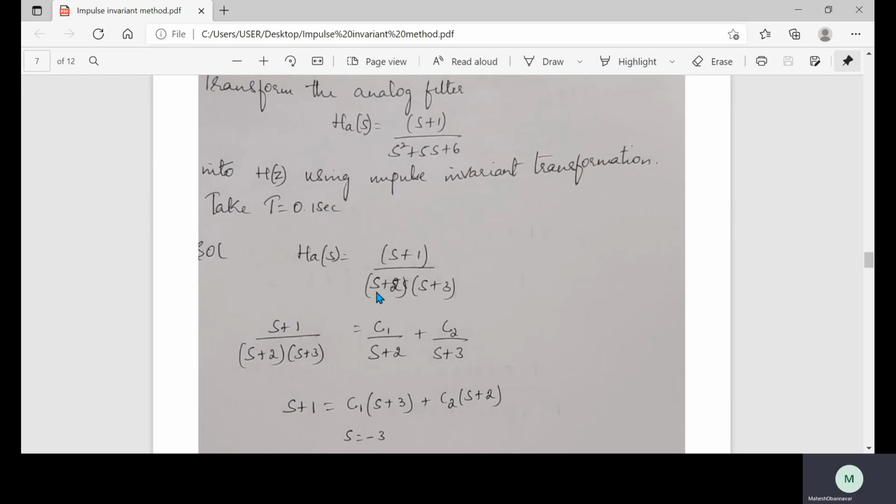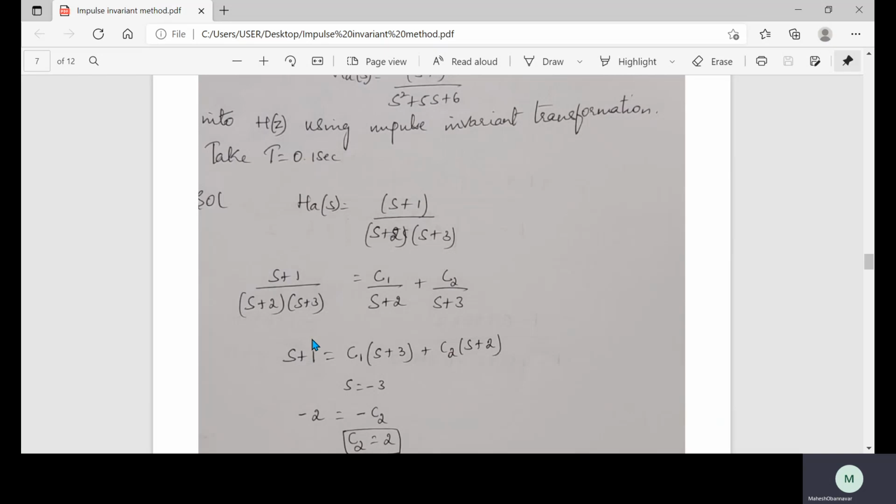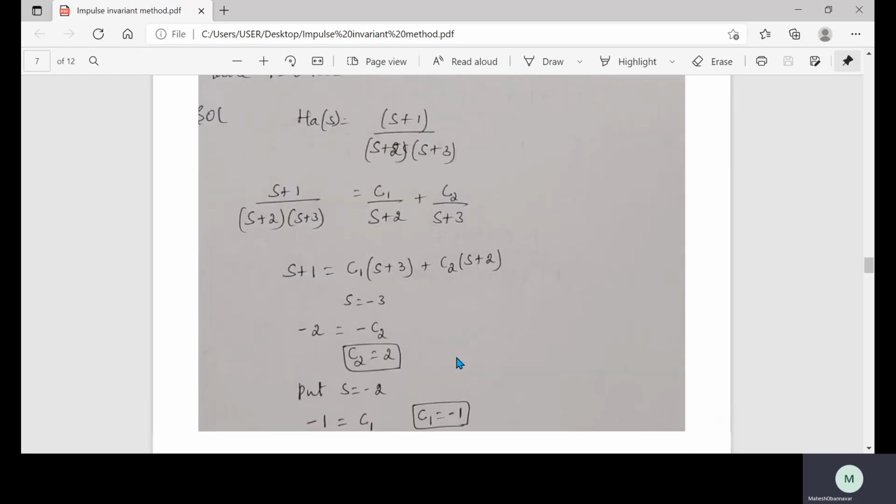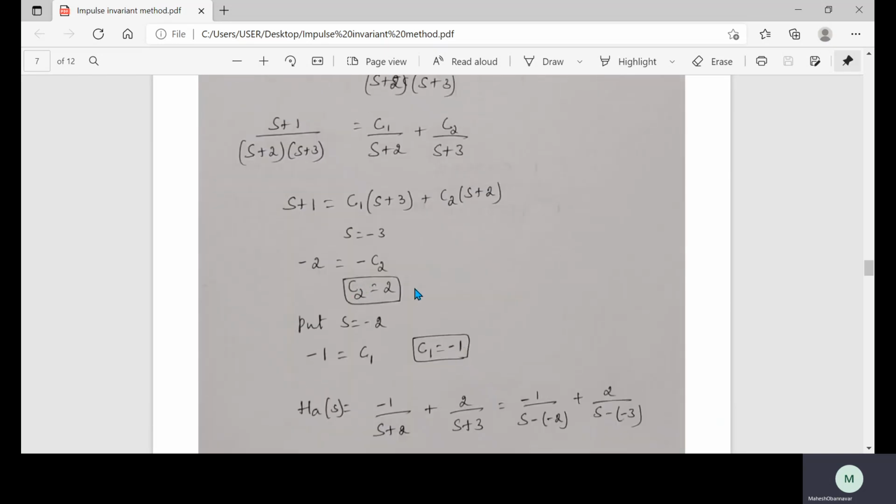Okay. So HA of S is equal to, they have given as S plus 1 divided by, you solve this quadratic equation. So you'll be getting s plus 2 into s plus 3, which is equal to c1 divided by s plus 2 plus c2 divided by s plus 3. So s plus 1 is equal to c1 into s plus 3 plus c2 into s plus 2. So solve such that you will be solving for c1 and c2. When you solve, you will be getting it as c2 is equal to 2, c1 is equal to minus 1.